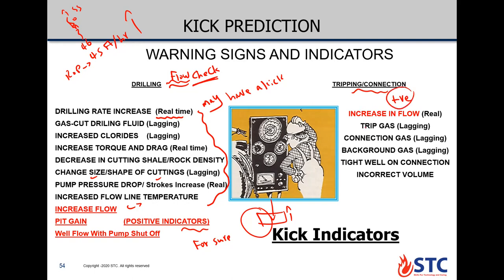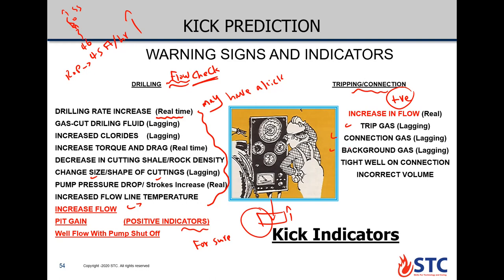But if you find different types of gas, and the mud logger can relate to these, trap gas or connection gas or background gas, we need to make a flow check. Trap gas is swab gas, while pulling out from the well, with bottoms up, there is a percent of gas, it's called trap gas or swab gas.